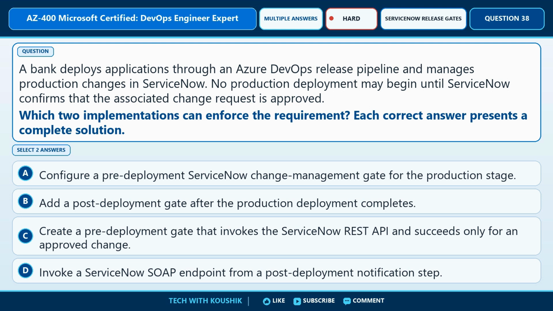The available options are as follows. Option A. Configure a pre-deployment ServiceNow change management gate for the production stage. Option B. Add a post-deployment gate after the production deployment completes. Option C. Create a pre-deployment gate that invokes the ServiceNow REST API and succeeds only for an approved change. Option D. Invoke a ServiceNow SOAP endpoint from a post-deployment notification step.